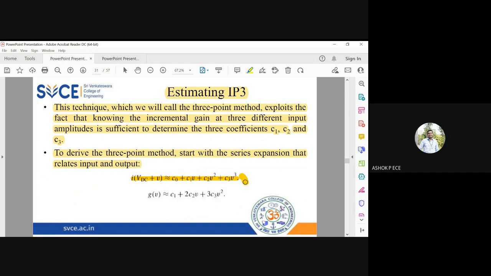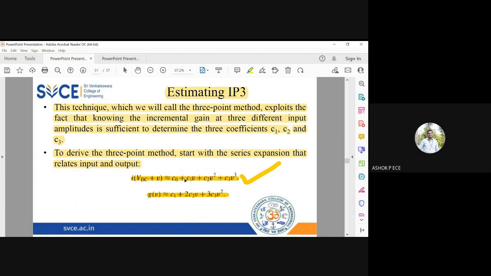This equation is known to us, the output current in terms of input voltage. And I'm going to derive a function in such a way that I assume this variation of my signal. So G of V is approximately equal to C1 plus 2 C2 V plus 3 C3 V squared. This is the actual output current from an amplifier, and this is the function which I'm going to try and map the I with respect to G.